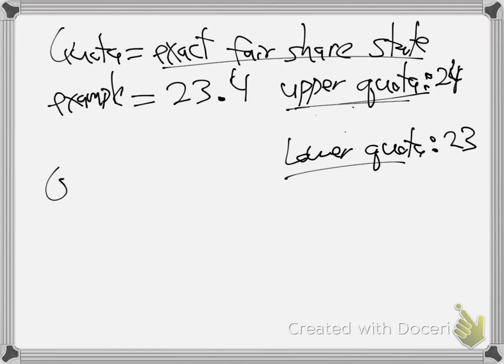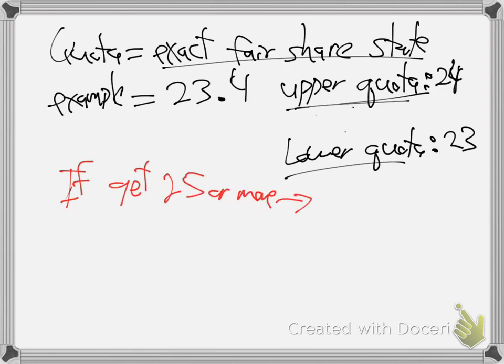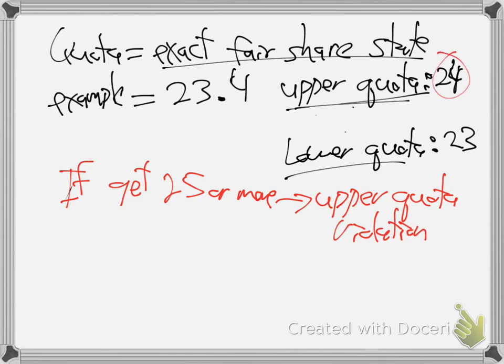If they get, say, 25 or more, that's what we call an upper quota violation. That's just not right. I mean, they're supposed to get 23.4. Maybe you could round them up to 24 at most, but you don't give them more than 24. You don't give them 25 or more. That's just wrong. Whatever method you're using, that's just unfair. Make sense? We call that an upper quota, like rounding up, violation. It went above even rounding up.